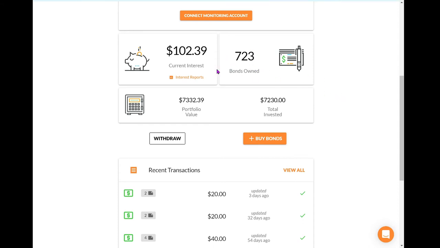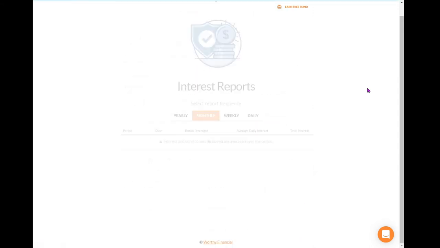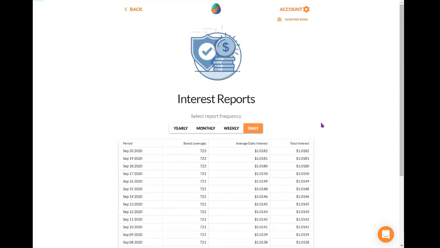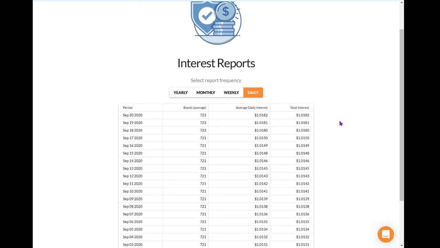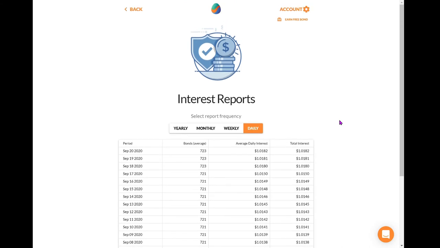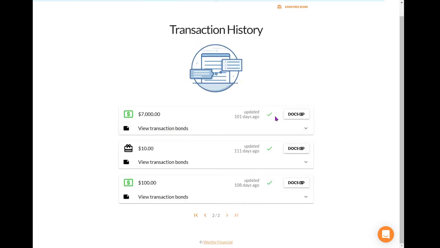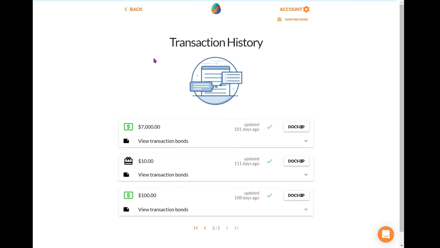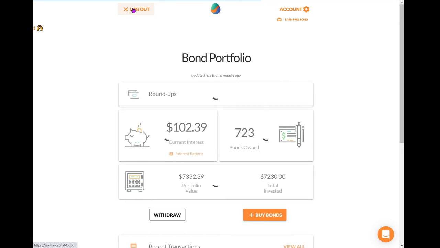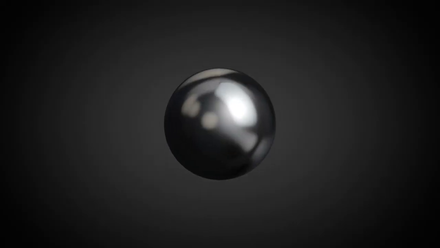723 bonds I do have. I've earned $102.39 of interest already, and we see that I am getting $1.01 per day. Pretty soon it's going to be now $1.02. Heck yeah, $1.02. I put that $7,000 in 101 days ago. 101 days ago that money went in, and it is growing and will continue to grow and compound each and every day.